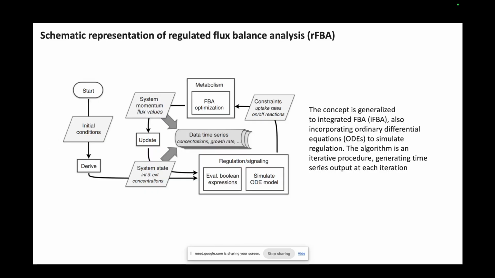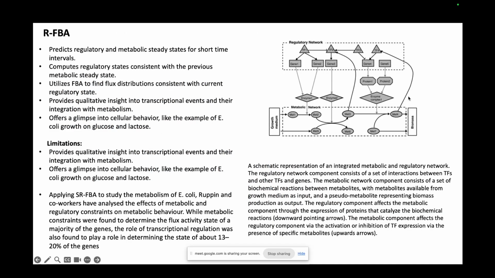Okay, so this is actually a schematic representation of the whole regulated flux balance analysis approach. And you can actually generalize this concept to integrated FBA, also incorporating ODEs to simulate the regulation. So the regulation that we are checking here is simple regulation, like either it is increasing or it is decreasing. But technically, it is not that simple, right?